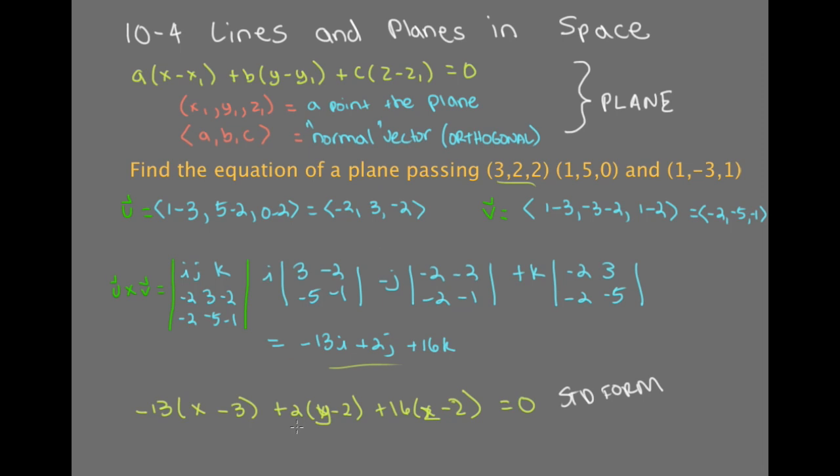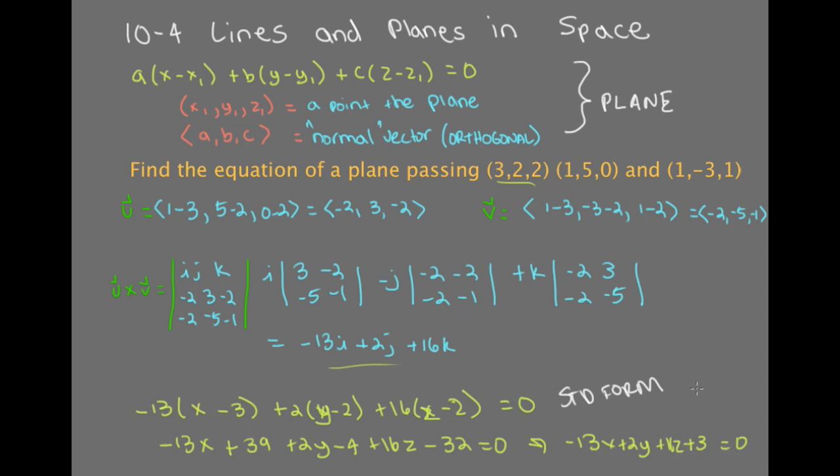Now what we're going to do is multiply it out so we can get it into the general form. The thing with the plane is that no matter what point we use, we will always get the same general form. So we have negative 13x plus 13 times 3 is 39, plus 2y minus 4, plus 16z minus 32 is equal to 0. Bring it over, negative 13x. 39 minus 4 is 35. Minus 32 is just going to be 3. So plus 3 is equal to 0. Plus 2y plus 16z plus 3 is equal to 0.